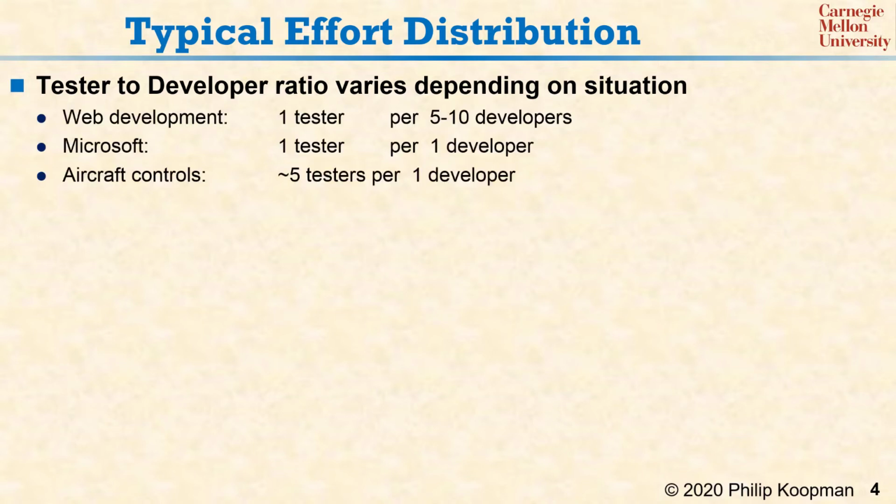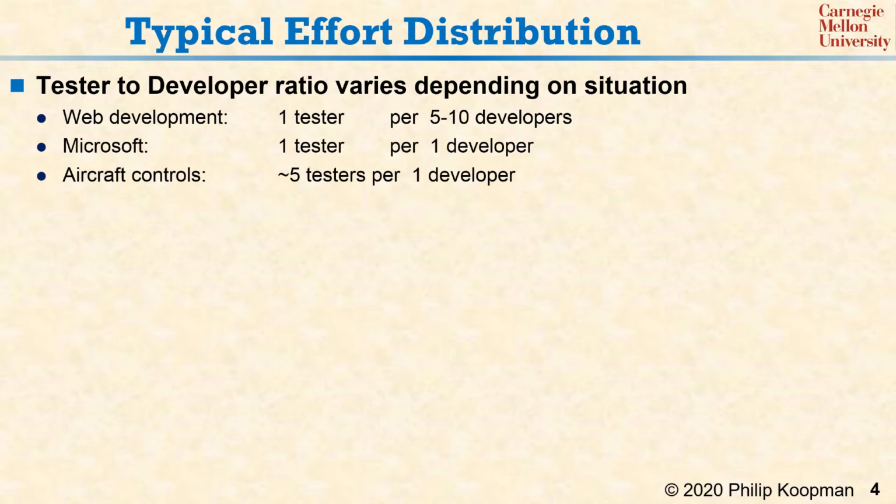Web development and other everyday software often has a ratio of 1 tester to 5 or 10 developers. Microsoft and a number of other companies say that they have 1 tester for every developer. Aerospace companies have said that they might have 4 or 5 testers for every developer, so that's basically an inverted ratio compared to the everyday desktop software developers.